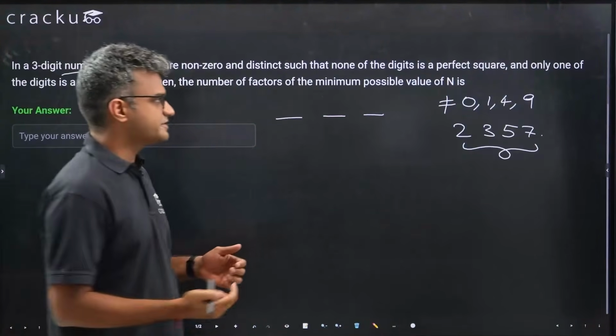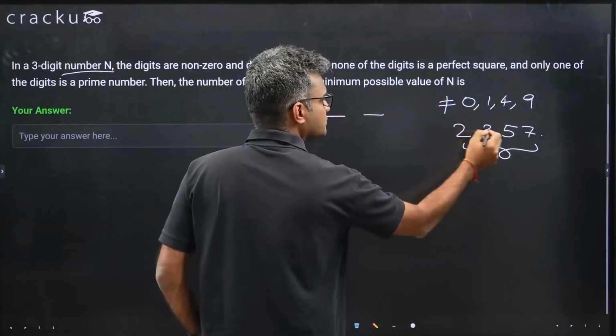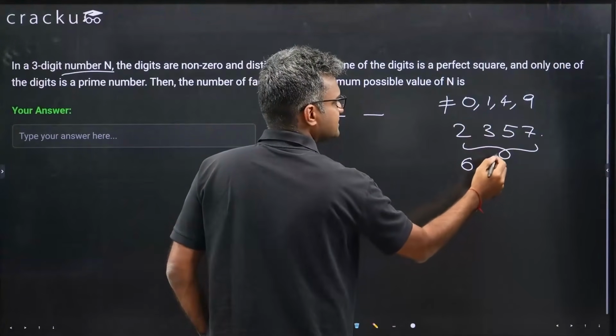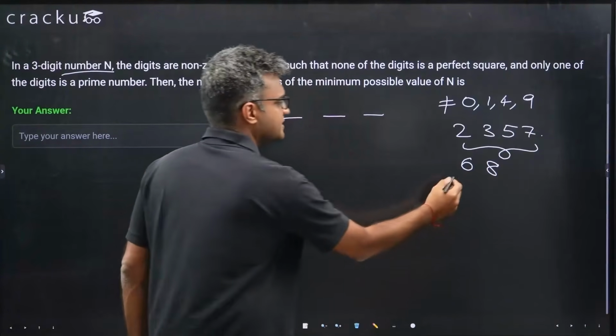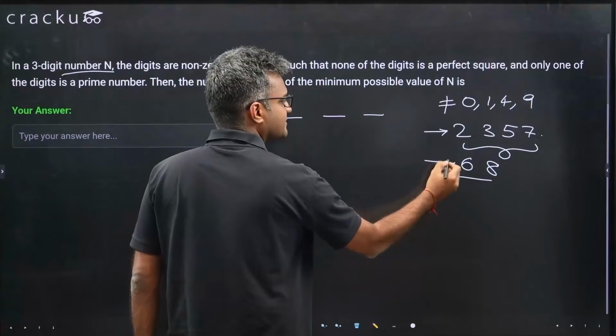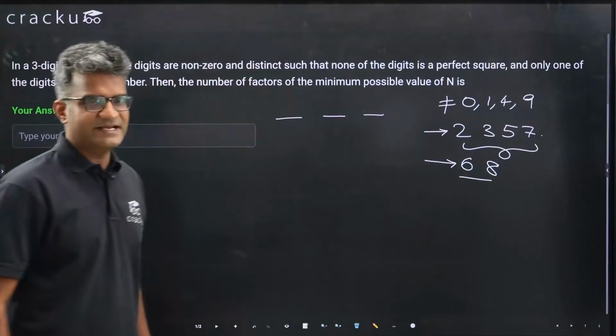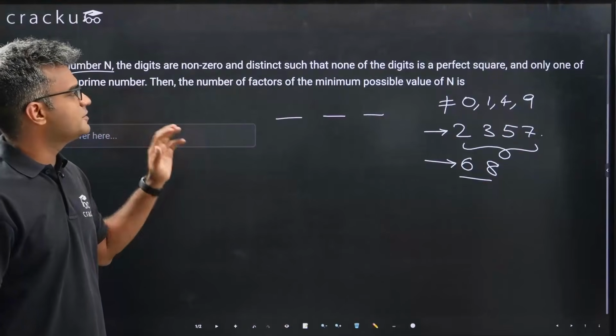What are the composite numbers? Among the digits, the only composite ones remaining are 6 and 8. So basically one of the digits has to be a prime number and the remaining 2 have to be 6 and 8. We are required to calculate the number of factors of the minimum possible value of n.